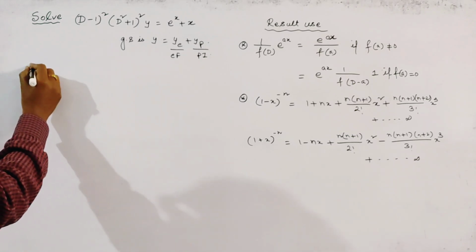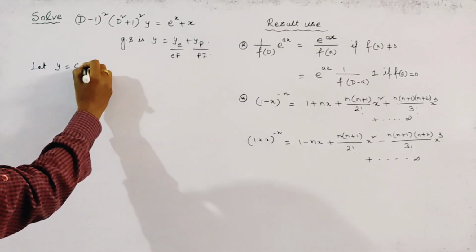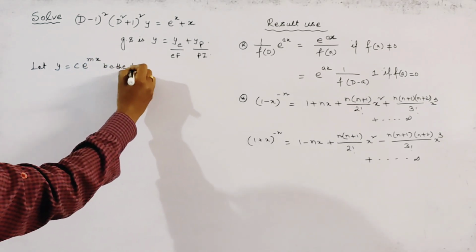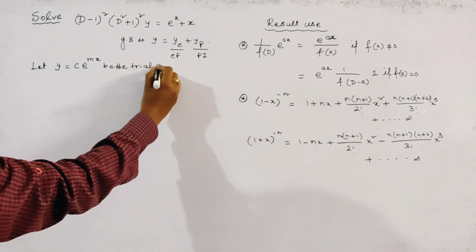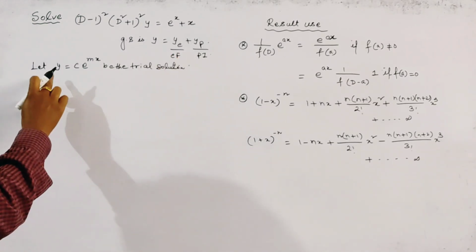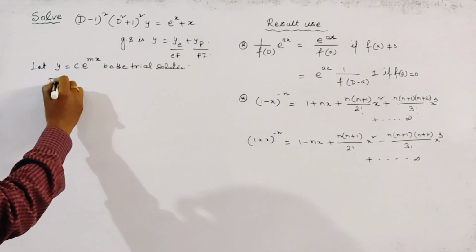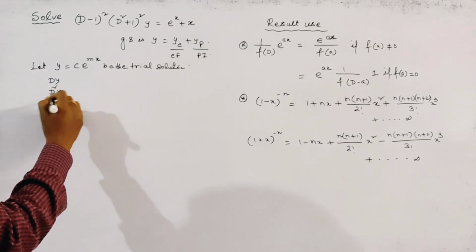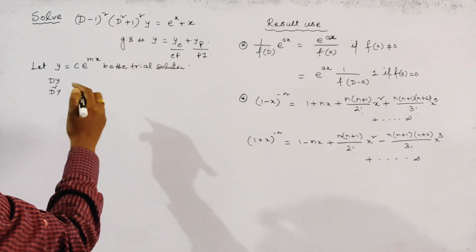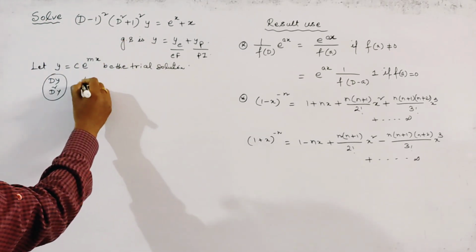We let y equal to c into e to the power mx be the trial solution. And clearly if we find out dy, d square y and put them in left hand side, then we get the auxiliary equation. We directly write here auxiliary equation.